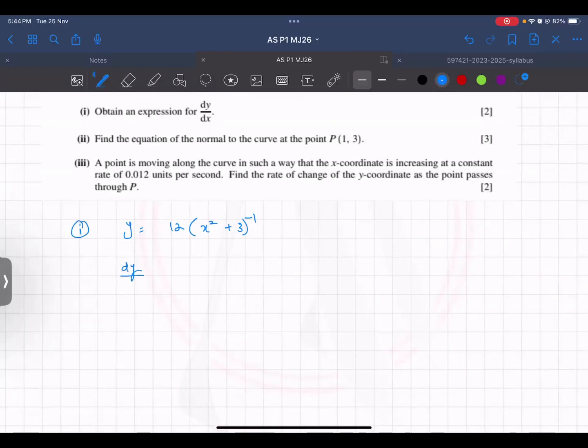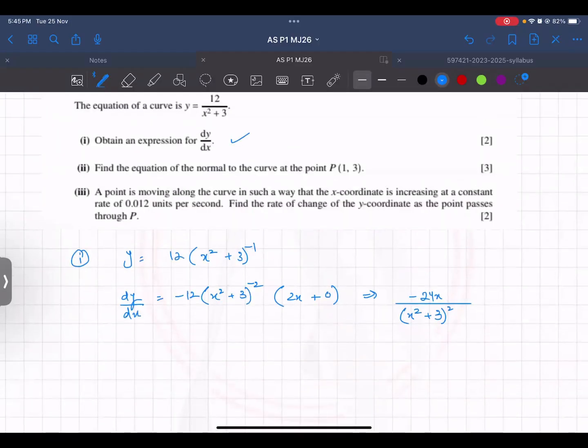So dy by dx will be equal to the minus power, the minus 1 comes down, multiply, so minus 12 and x square plus 3, and the power reduces by 1, so minus 2. And the derivative of the inside is 2x plus 0. This is your derivative. If you want to simplify, you will get minus 24x upon x square plus 3 whole square. So you have found the first part. The second part, all you people know how to solve this.